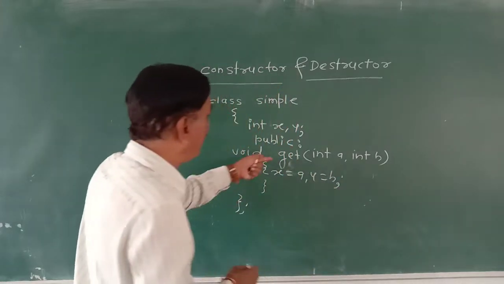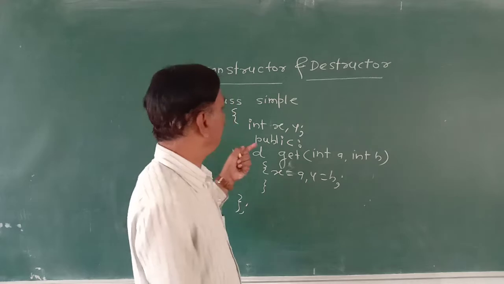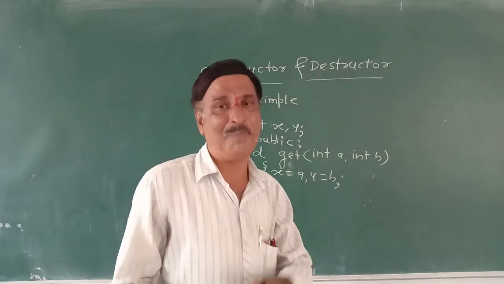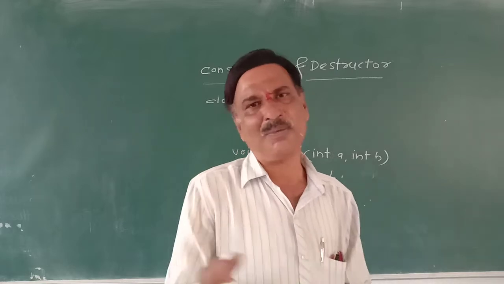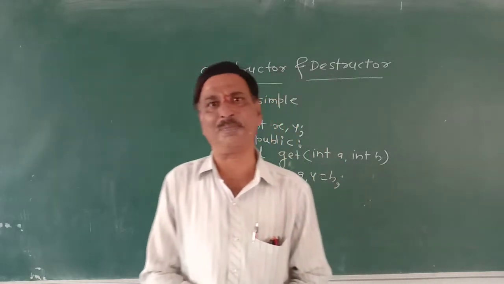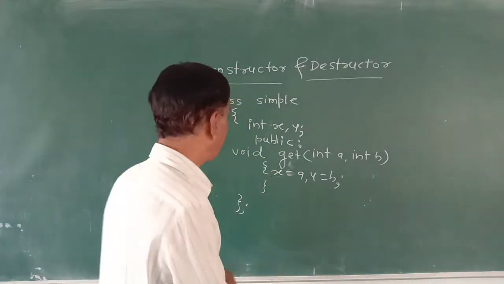Why? Because the get function we are going to call in main, and functions declared under the public section can be accessed from outside the class. That's why generally data members are kept private and function members are kept public, because we have to call function members by name.